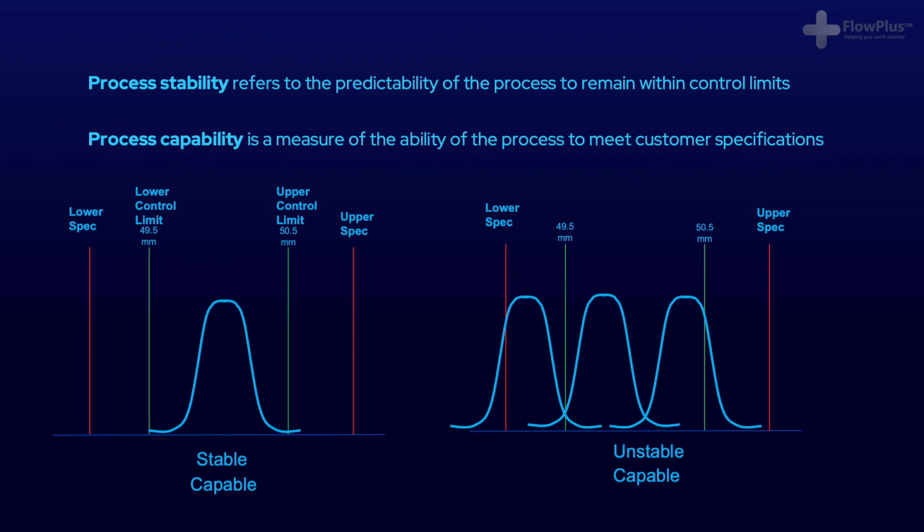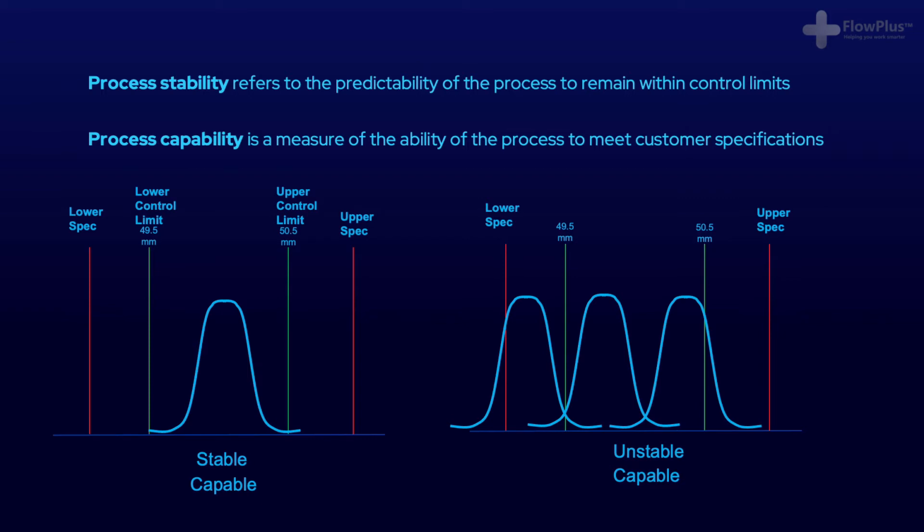Process stability refers to the predictability of the process to remain within its control limits. If the process distribution remains consistent over time, i.e. the output falls within the control limits, then the process is said to be stable. If the outputs are arranged outside the control limits, then the process is unstable. Process capability is a measure of the ability of the process to meet customer specifications, i.e. be within the spec limits.